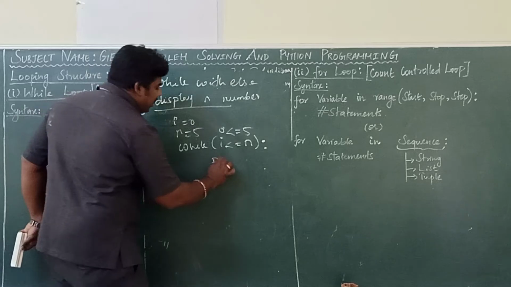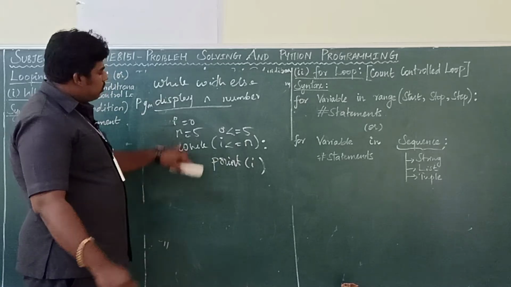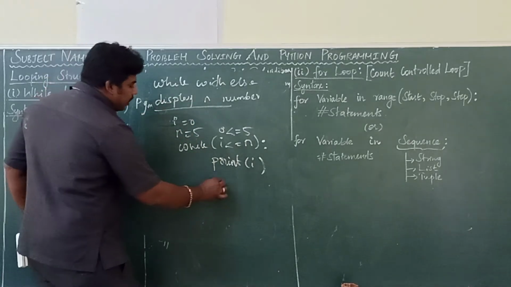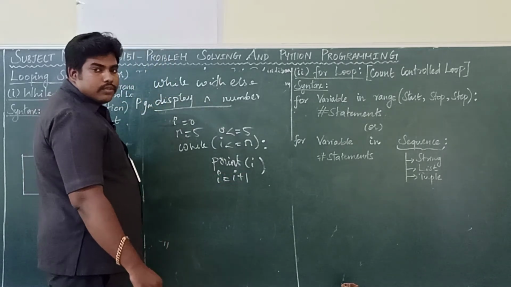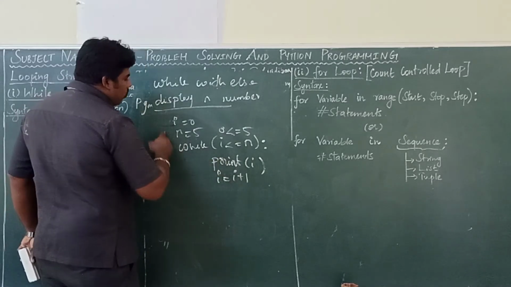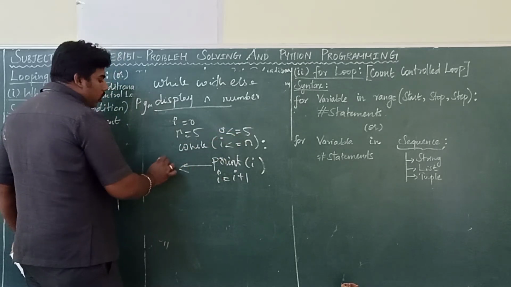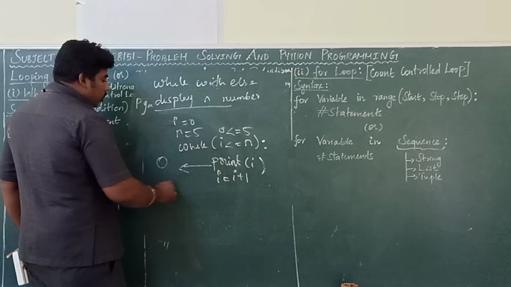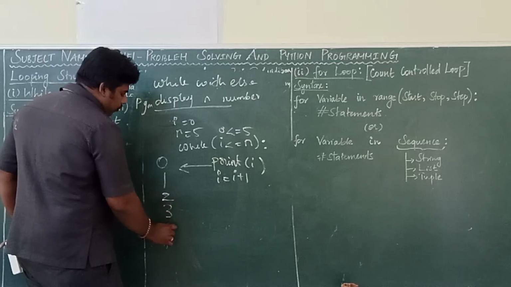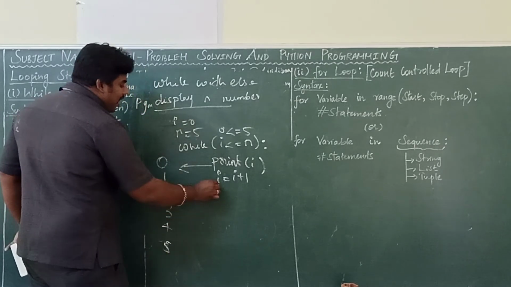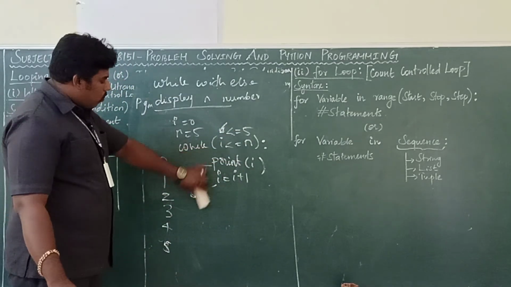Okay, then print i. Then increment or decrement? It's going forward, right? So increment: i equal to i plus 1. Okay, so how will it work? First, i equal to 0, n equal to 5, 0 less than 5, condition is true, it will print 0. Now i value equal to 1, so it will print 1. Then i value equal to 2, it will print 2, then 3, then 4, then 5. When i value reaches 6, 6 less than or equal to 5, condition false, it will come out.